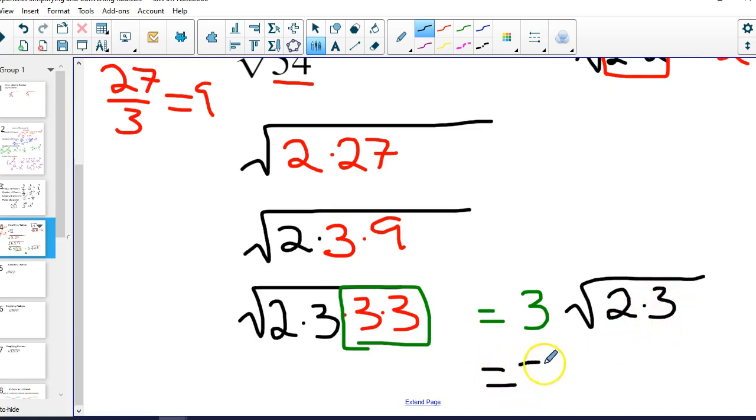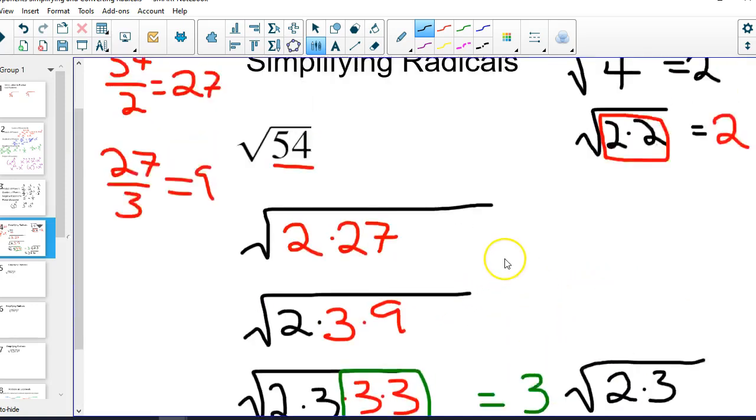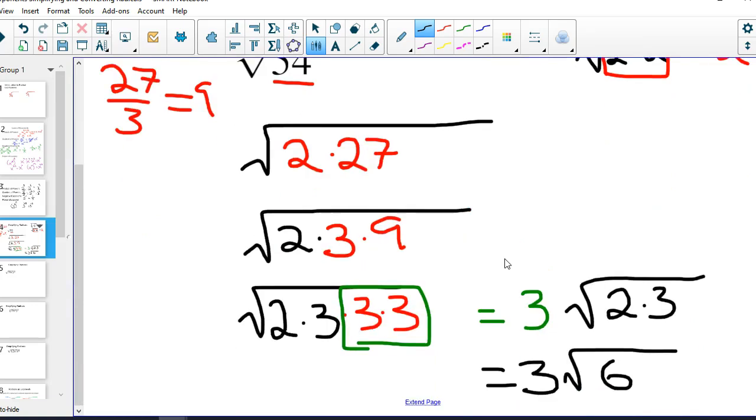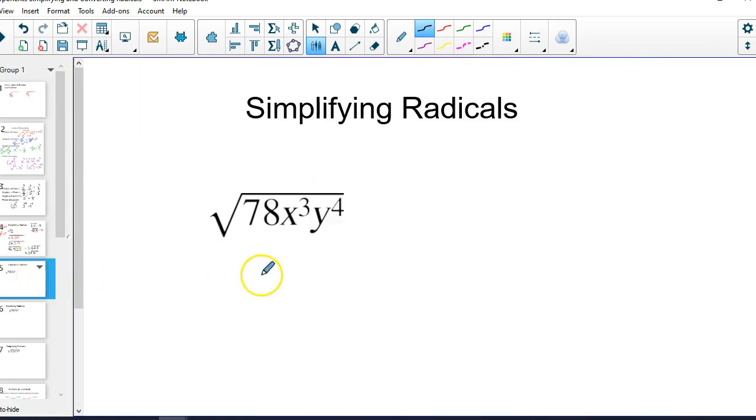We could simplify one last time. 3 times the square root of 2 times 3 is 3 square root of 6. That's our general gist for simplifying radicals. This specifically is a square root. We'll look in a moment at what we can do with some of the higher roots. But let's do it with some variables.